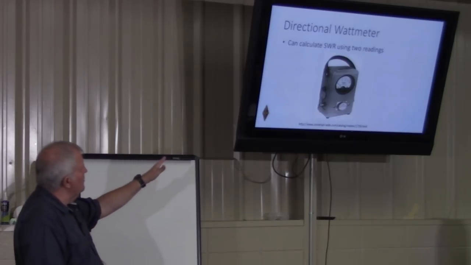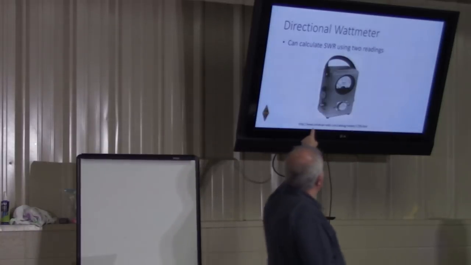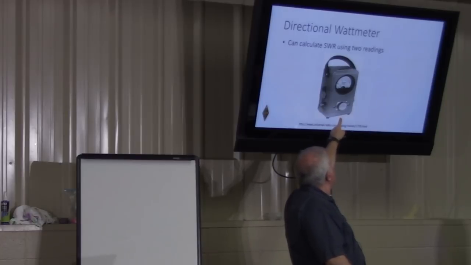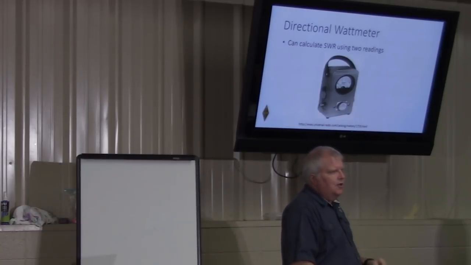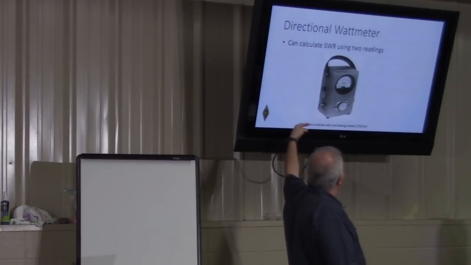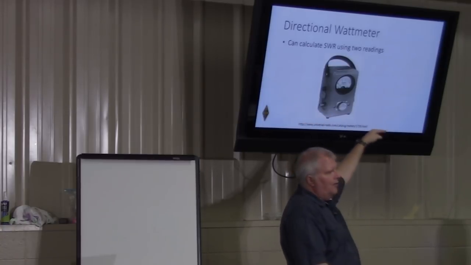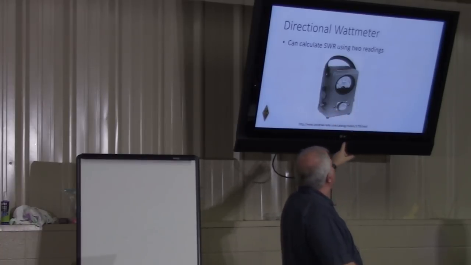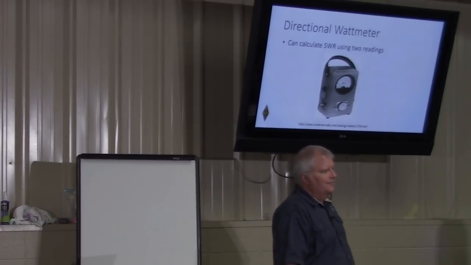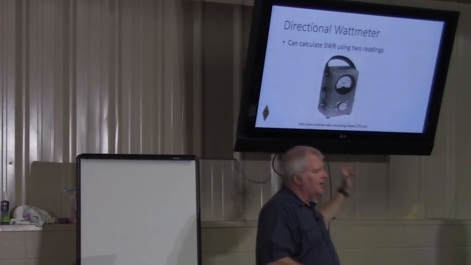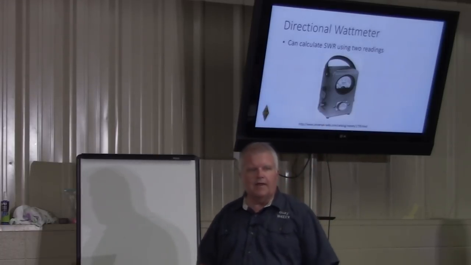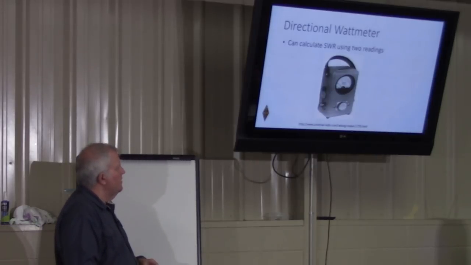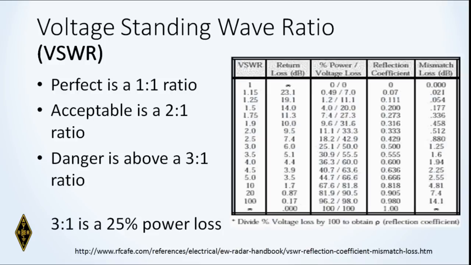The directional watt meter, this is a Bird. It's got a connector that goes in on one side, and it goes out on the other side. And it's got this slug here, which is calibrated for a certain frequency range and certain power level. And with the arrow pointed this way, it'll tell you what the forward power is going out. And if you take the slug and you rotate it 180 degrees, it'll then tell you what the reverse power is. And by knowing those two things, there's a chart on the back of the meter, you can calculate how good the impedance matching is, what the standing wave ratio is. So a standing wave meter or a directional watt meter can be used.